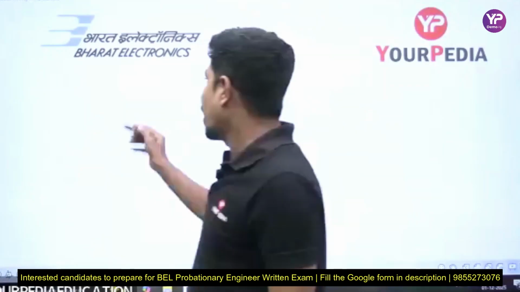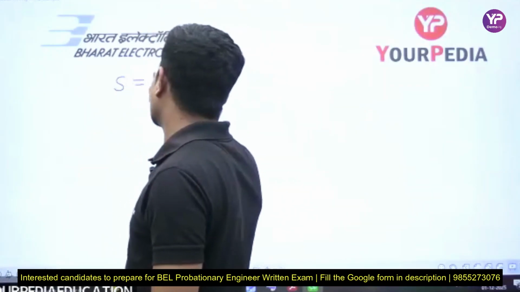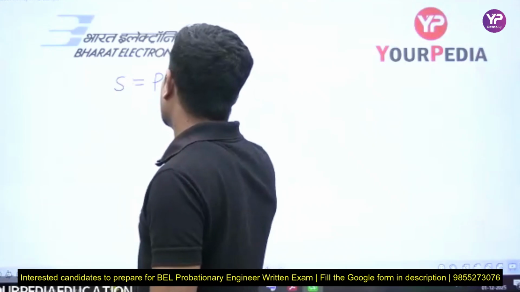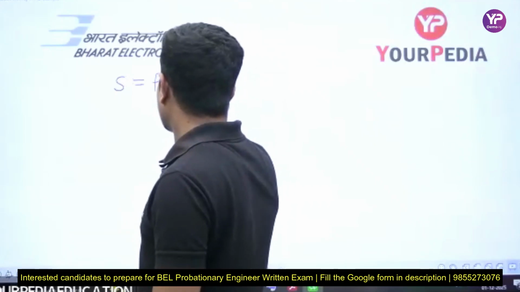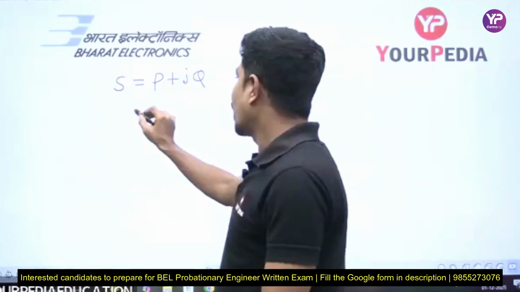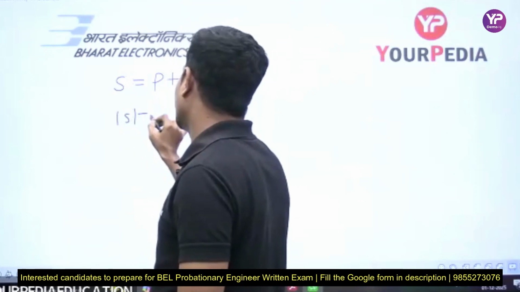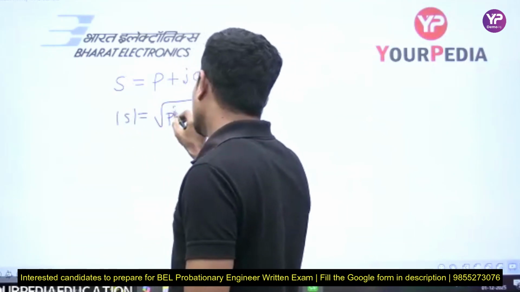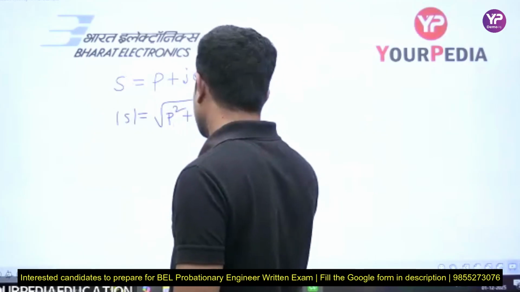You studied network analysis, where you learned about active power, reactive power, and apparent power. Apparent power S is the combination of real power and reactive power, but with a phase angle difference of 90 degrees, represented with j. Now I want its magnitude: S is equal to root of P square plus Q square.